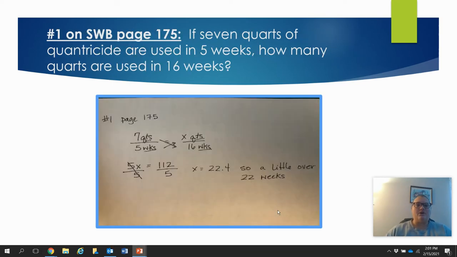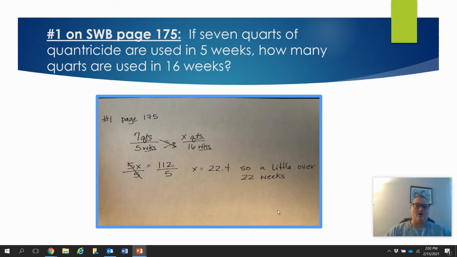All right, so workbook pages 175 and 176 are working with simple ratios, and then 177 and 178 are dilutions using ratios. So we thought we'd do a couple together to help you guys get going.